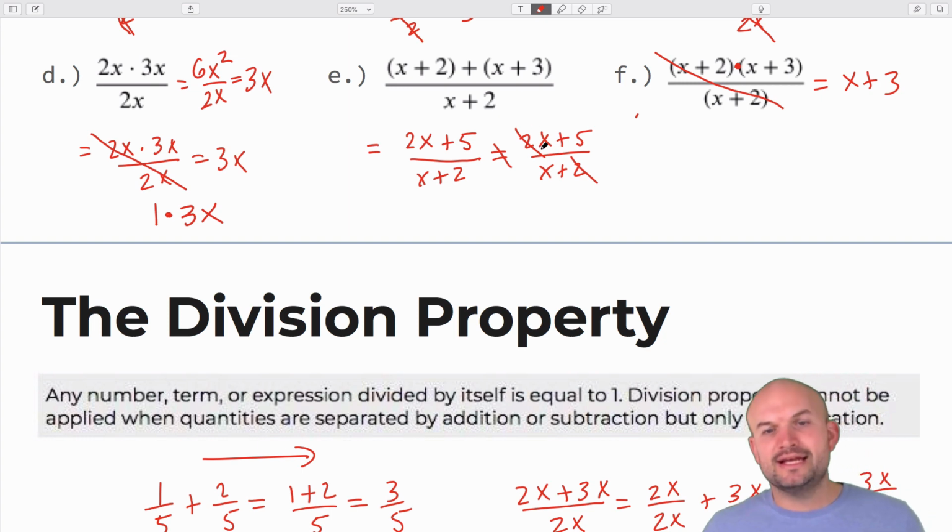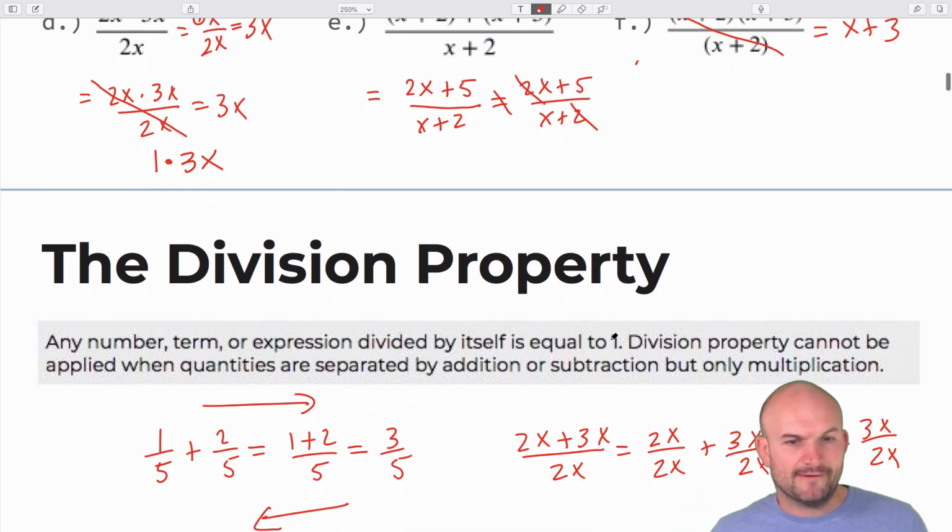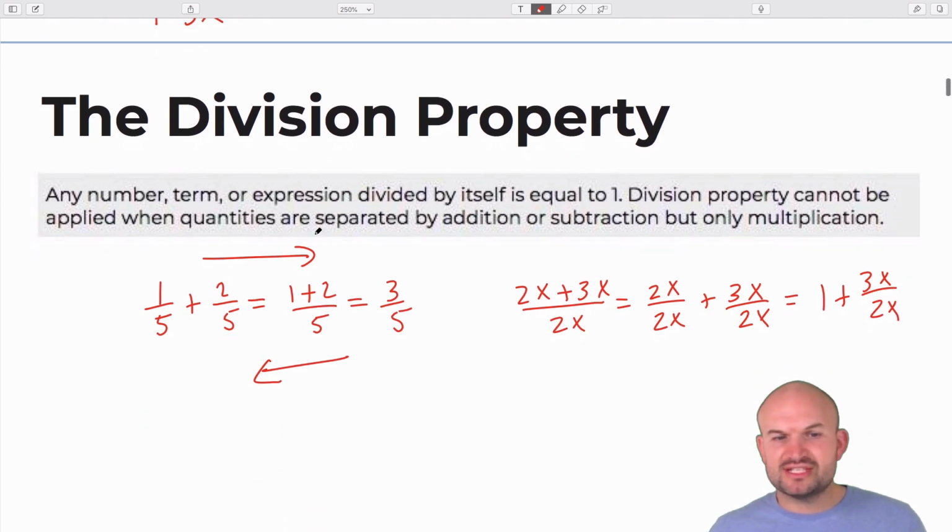And again, here you can't divide out these terms. You can see addition separates these quantities, so we can't divide them out there. A couple of things to remember with the division property: obviously, you're adding your terms, combining like terms, and then they can go ahead and simplify.